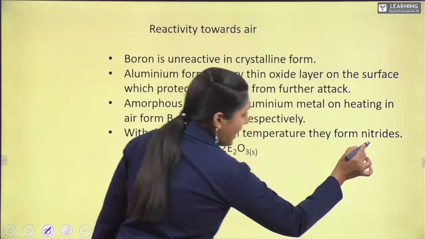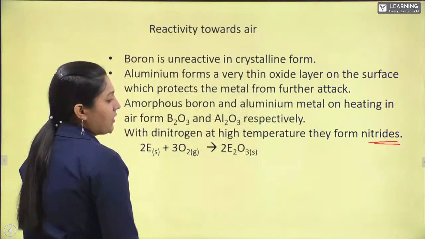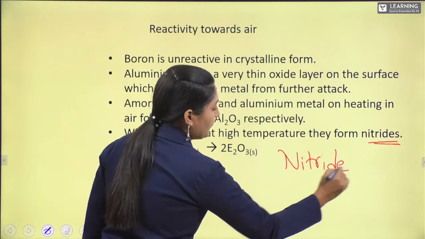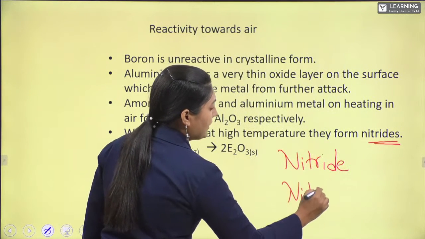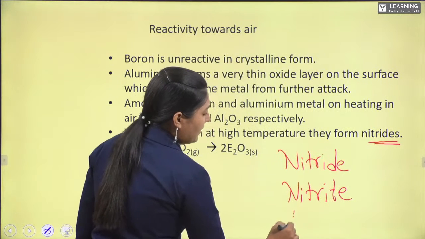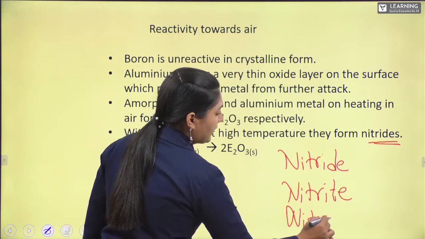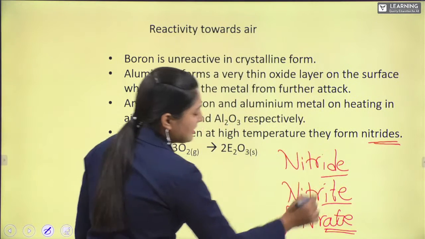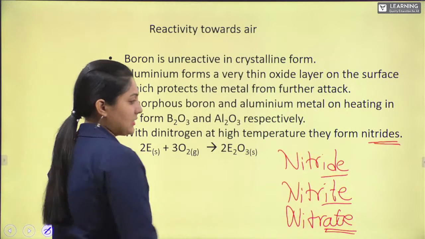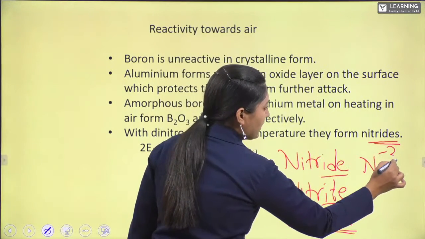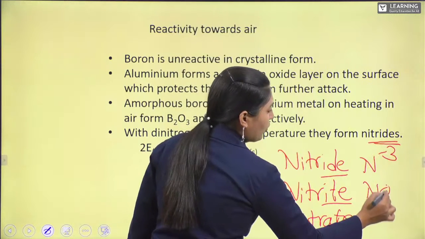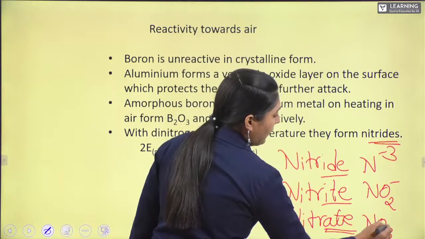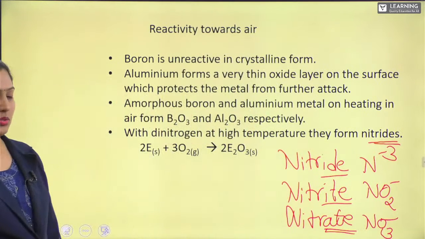Remember students, it is IDE. So we have nitride, nitrite and nitrate. You should always remember and concentrate on these last three letters. IDE means N3-, ITE means NO2-, whereas ATE means NO3-. Okay, these are the anions of nitrogen.